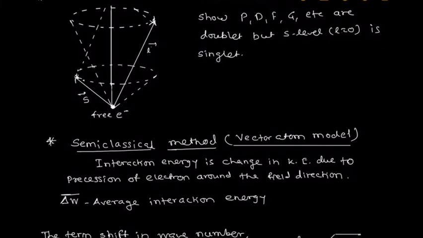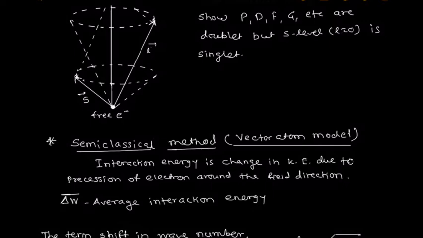Firstly, we calculate now what is the interaction energy between L and S if both are coupled together about their resulting vector J. That interaction energy is the change in kinetic energy due to precession of the electron around the field direction. That internal field direction and the resulting J are both in the same direction. This interaction energy is proportional to 1 by r cube, meaning the interaction energy depends upon the distance of the electron from the nucleus.